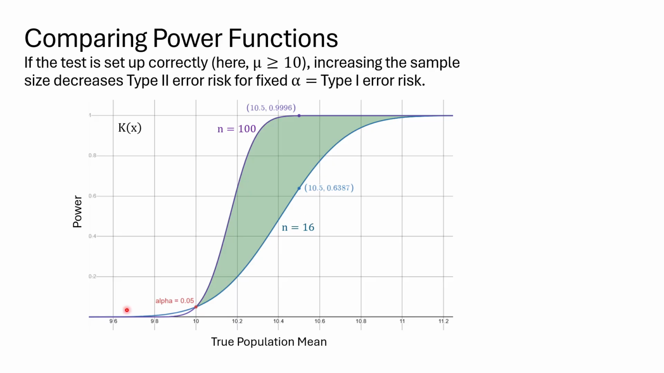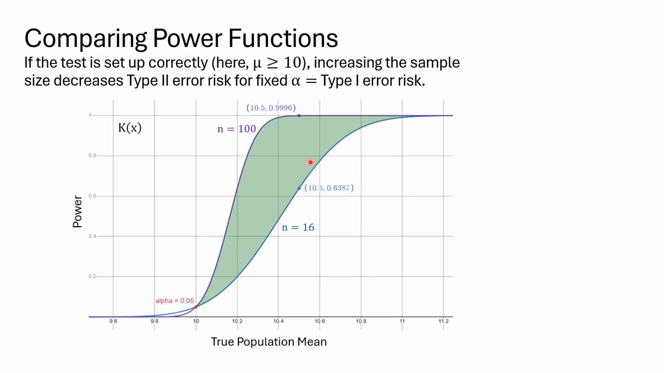So here we see both curves. This is the power function for n equals 16, and we saw our exact point when the true population mean was 10.5. We had a power of 63.87%. Here in purple is the power curve when n is 100. That increased the power for many, many values that we would expect to get, but we saw it exactly for a true population mean of 10.5.